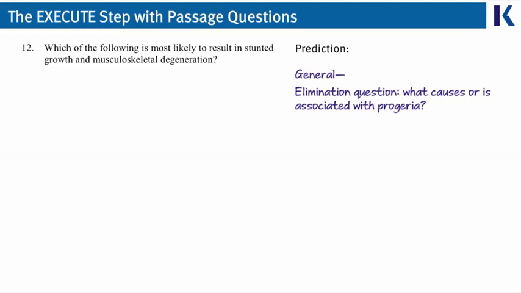Let's take a look at question 12. Given that the question stem mentions some of the signs and symptoms of Hutchinson-Gilford progeria syndrome, as mentioned in paragraph 1, a good plan would be to think about the causes and associated features of progeria. So what would your prediction be for this question? This is a question where our prediction should stay relatively broad and we should use process of elimination. Again, the question is asking what causes or is associated with progeria.